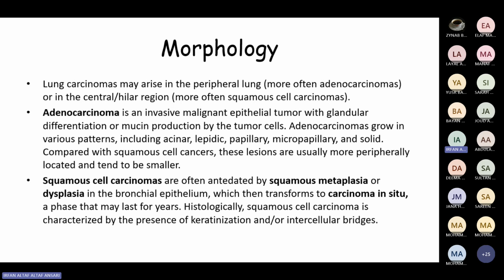So what is the morphology? Lung carcinoma may arise in the periphery of the lung. If it is in the periphery, most commonly it is adenocarcinoma. Or if you see it in the central or hilar region, it is most commonly squamous cell carcinoma. So all these points are very, very important.